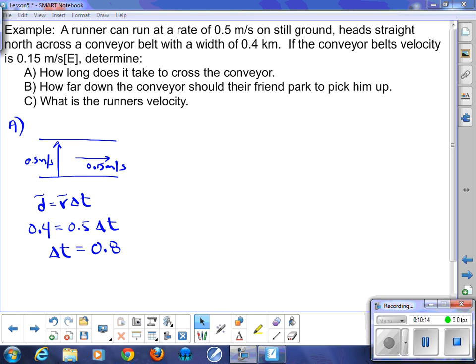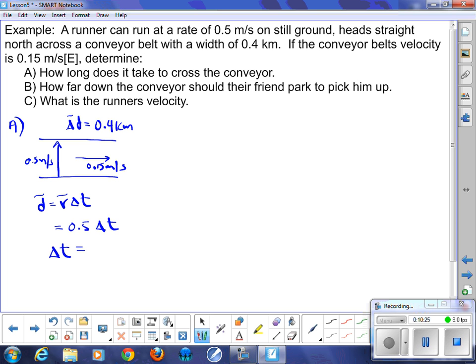Well, hopefully most of you are saying, hey, wait a minute there. Get those units right there. Right, so 0.4 kilometers, remember delta D, 0.4 kilometers, we want to be all in the same units. That's 400 meters. Hey, welcome to the party, brain. So there we go. So that takes 800 seconds for you to cross that width. So therefore it takes 800 seconds.